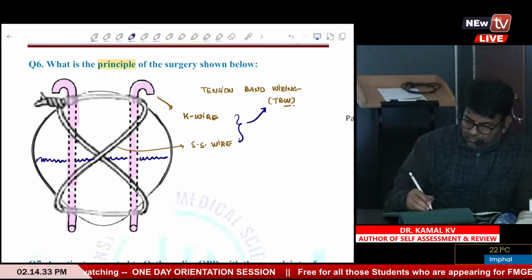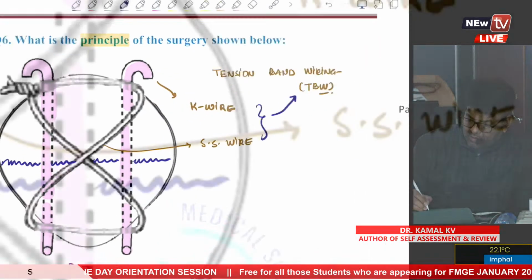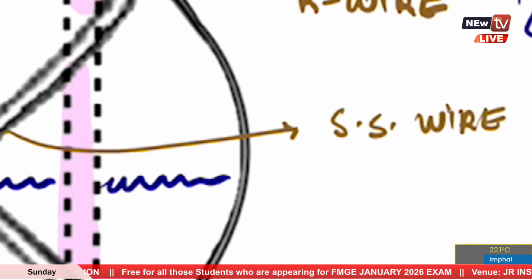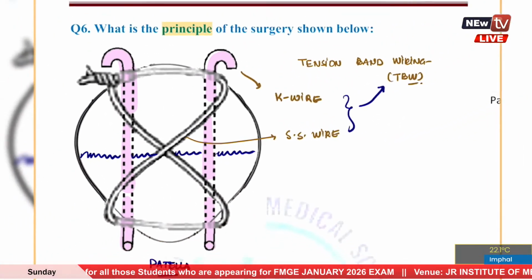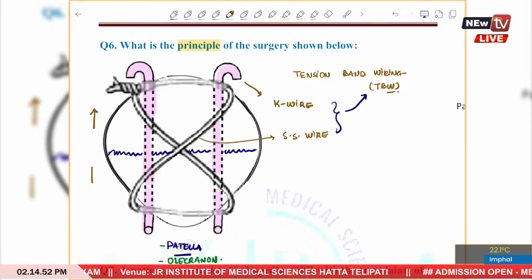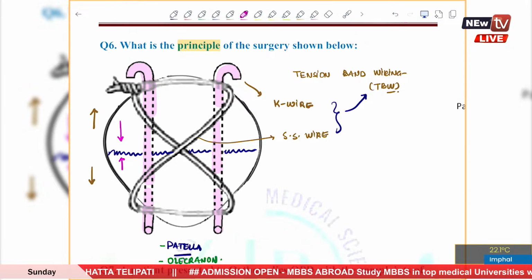This is actually patella. So why do we do it in patella? There is one more example, that is olecranon process. Here, whenever the muscles try to take the fragments apart, because of this assembly, the fragments will indirectly come closer.